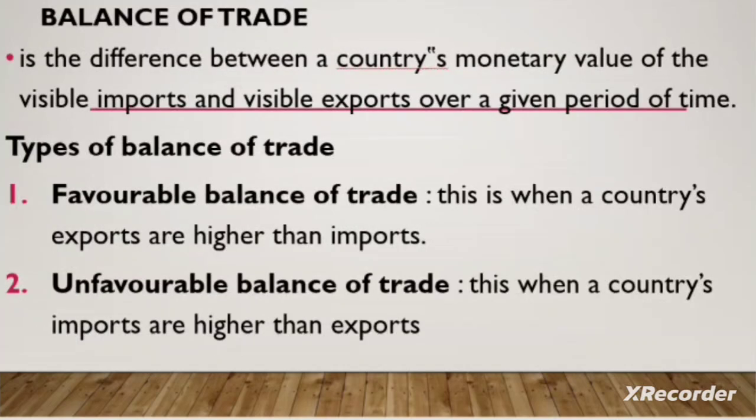Then we have terms of foreign trade. Now the balance of trade. So balance of trade is the difference between a country's monetary value of visible imports and visible exports over a given period of time. In short, it is the difference in monetary value or in amount between exports and imports.